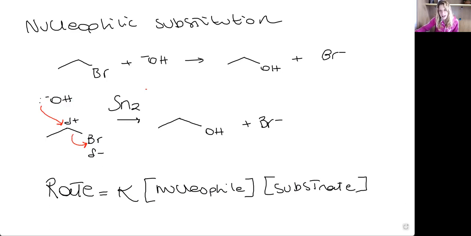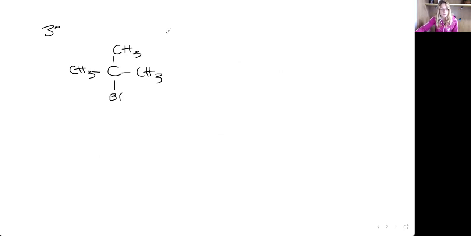Okay, this is SN2. But the important thing for SN2 is that there is space for this to occur, because let's take, this is a primary haloalkane, let's take a tertiary haloalkane. Things are going to be slightly different. So tertiary, let's take the simplest tertiary. Then let's say we have bromine.